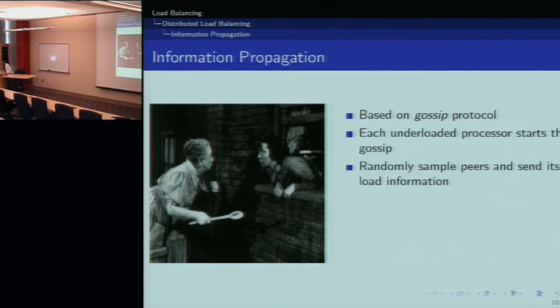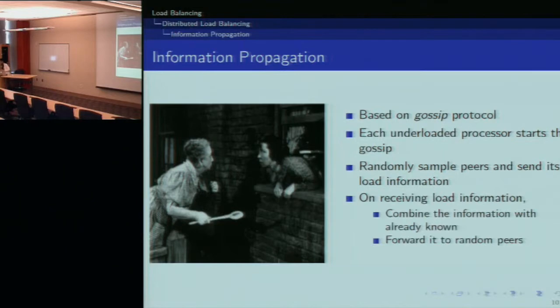So the goal here is to spread the information about the underloaded processes to the overloaded processes. An underloaded processor starts the infection or gossip by sending its information to a random subset of processes. This random subset of processes is called the fan out. Once a processor receives the information, it combines it with the information that it already has, which is its knowledge base, updates it, and sends it to a new set of processes. And this propagation goes on.